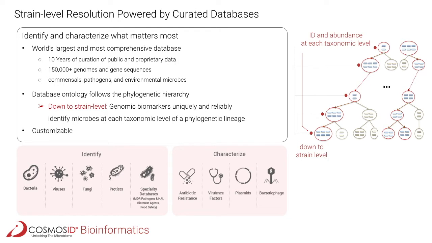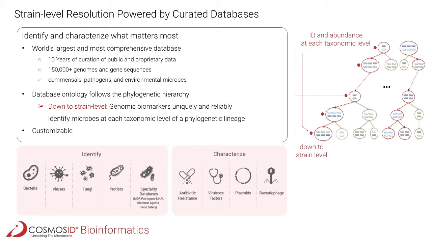And this structure or this hierarchy is the hierarchy we use when we define the ontology or structure of our database. And that allows us to do something very important. It allows us to traverse all the entries in our database and look for biomarkers, in our case variable length k-mers, that are uniquely identifying organisms at each level in this phylogenetic tree, meaning we have biomarkers that uniquely identify organisms all the way down at strain level.